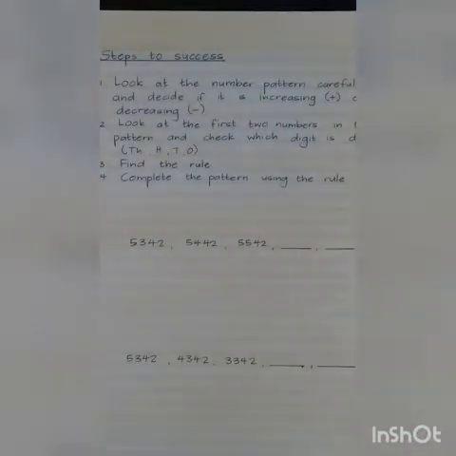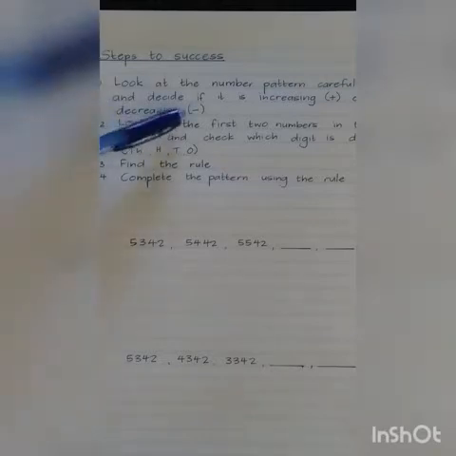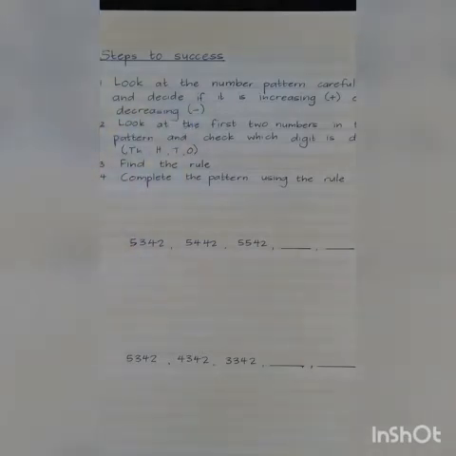Step number 1. Look at the number pattern carefully and decide if it is increasing or decreasing. If it is increasing, the rule will be to add. If it is decreasing, the rule will be to subtract. Step number 2. Look at the first two numbers in the pattern and check which digit is different. Is it the thousands, hundreds, tens, or ones? Step 3. Find the rule. And lastly, step number 4, complete the pattern using the rule.